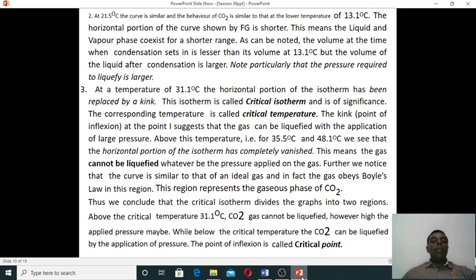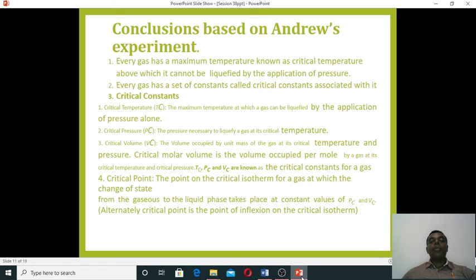Above the critical temperature, that is 31.1 degrees Celsius for carbon dioxide, the gas cannot be liquefied, however high the pressure may be. While below the critical temperature, carbon dioxide can be liquefied by applying pressure. The point of inflection is called the critical point.